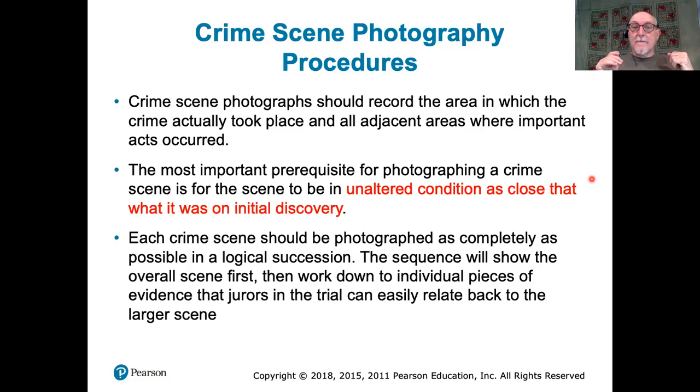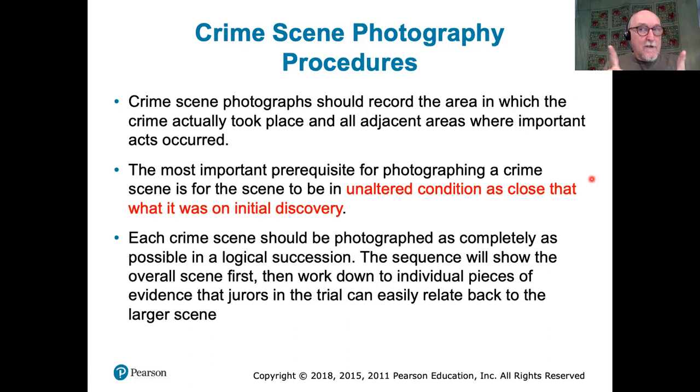The crime scene is photographed in a very logical fashion, and we've seen how we photograph the overall scene first. Then the photographer will begin to move to individual pieces of evidence.